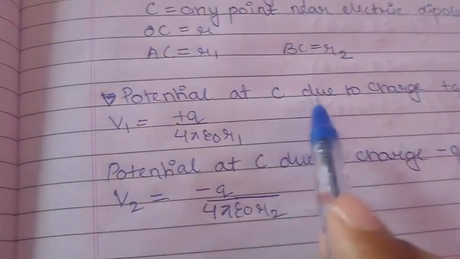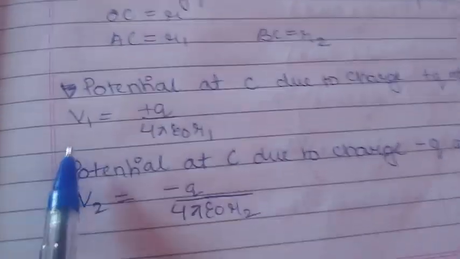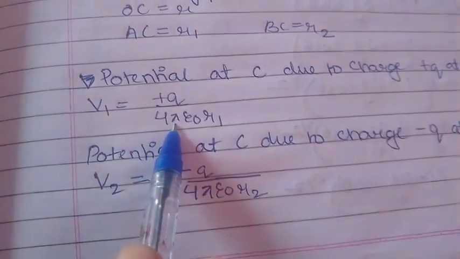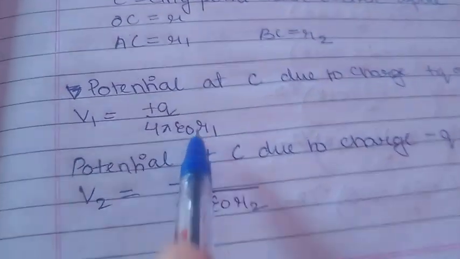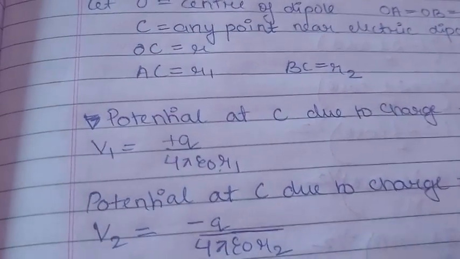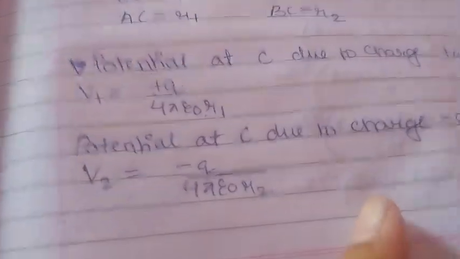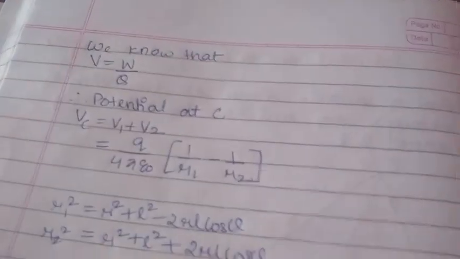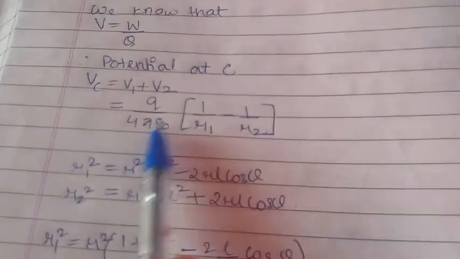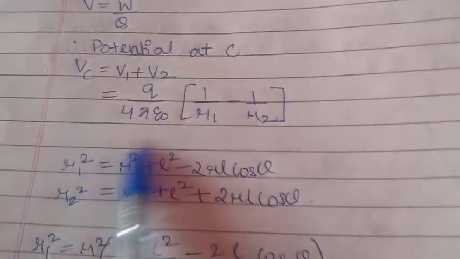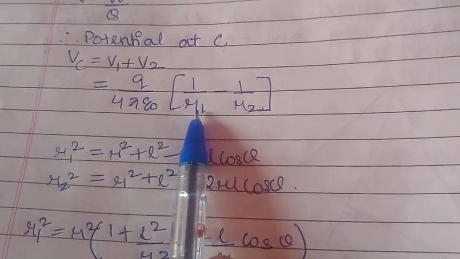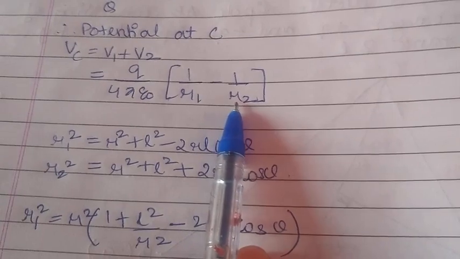Now the potential at C due to the charge plus q will be q by 4 pi epsilon naught r1, because the distance is r1. Then the potential at C due to the charge minus q is minus q by 4 pi epsilon naught r2. To find the potential at point C due to these two charges, we have to add them. So Vc is equal to V1 plus V2. Taking the constant terms outside, we have 1 upon r1 minus 1 upon r2.